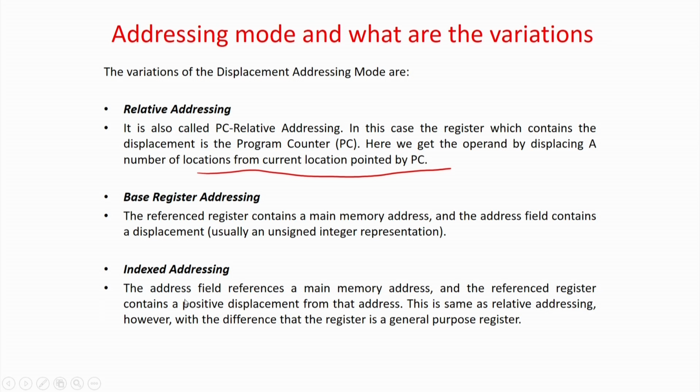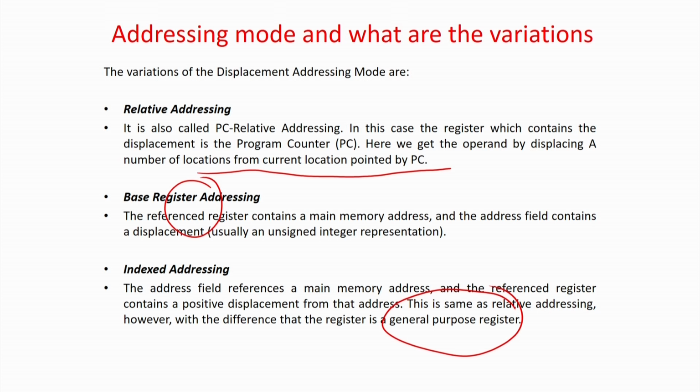In the address field there are basically three types of registers. One is called relative addressing, if the register is a program counter. If it is a base register, then for the displacement we call it base register addressing mode. Index register addressing mode is basically a general purpose register. It is the same as relative addressing, but with a different register, that is, a general purpose register.